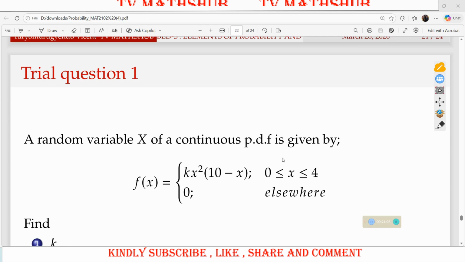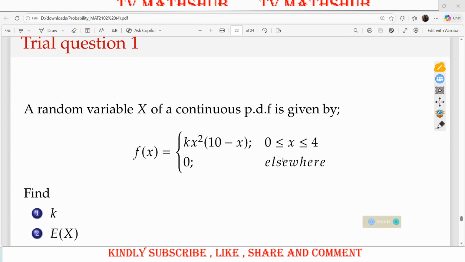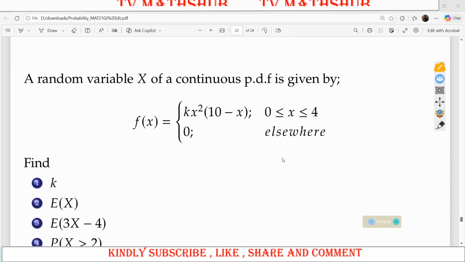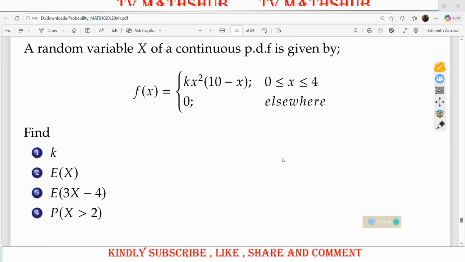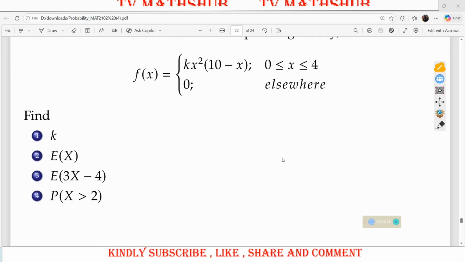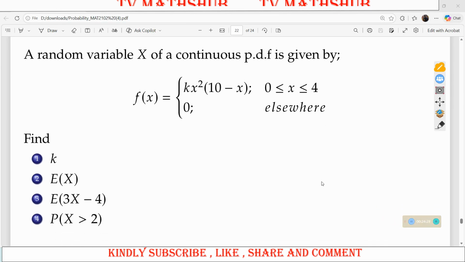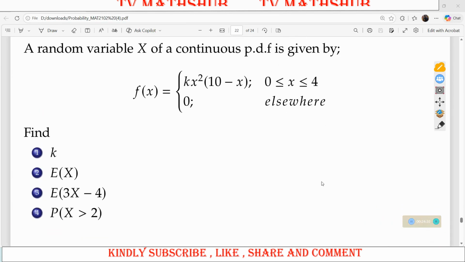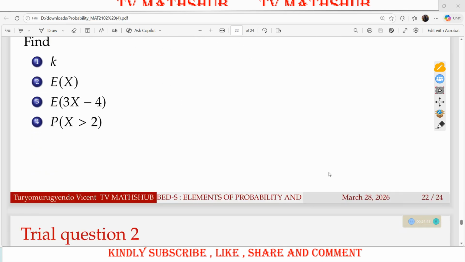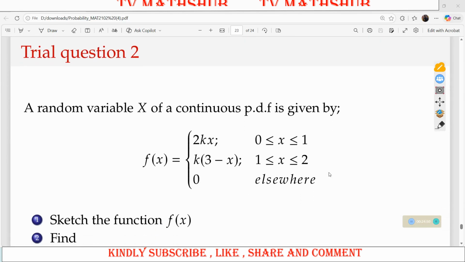So this is our question 1, which says a random variable x of a continuous PDF is given by that. You need to find k, you need to find the expectation, then the expectation of that, plus the probability. Please make sure you try out these questions. I hope it is clear. So please put it down, try it on your own, and see if you are able to get the answers. In case of any challenges, don't forget to put them in the comment section so I can address them in our next lecture. So this is our trial question 1, and here is trial question number 2.